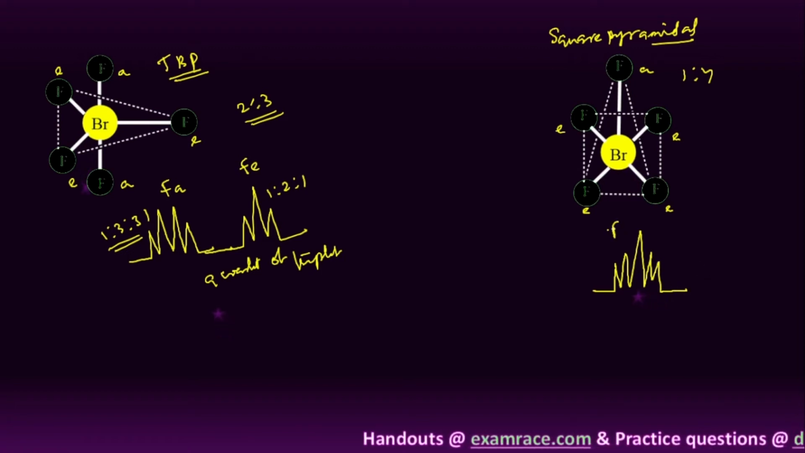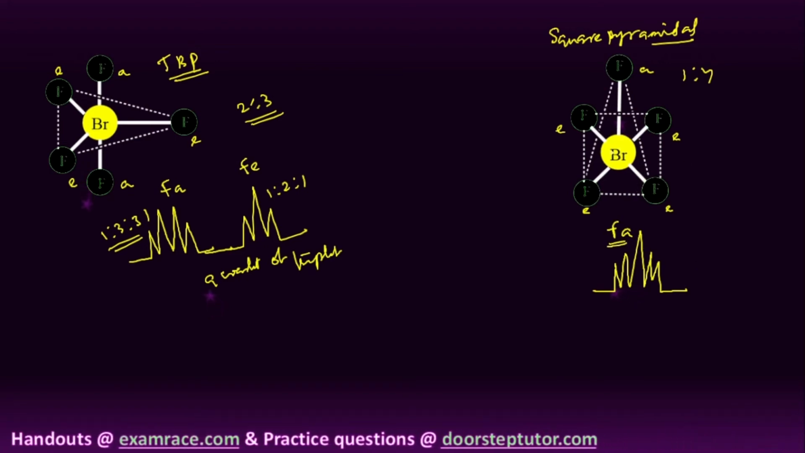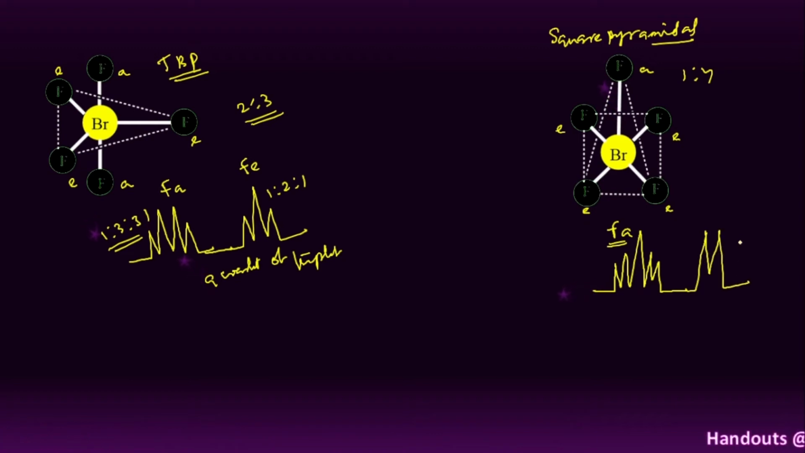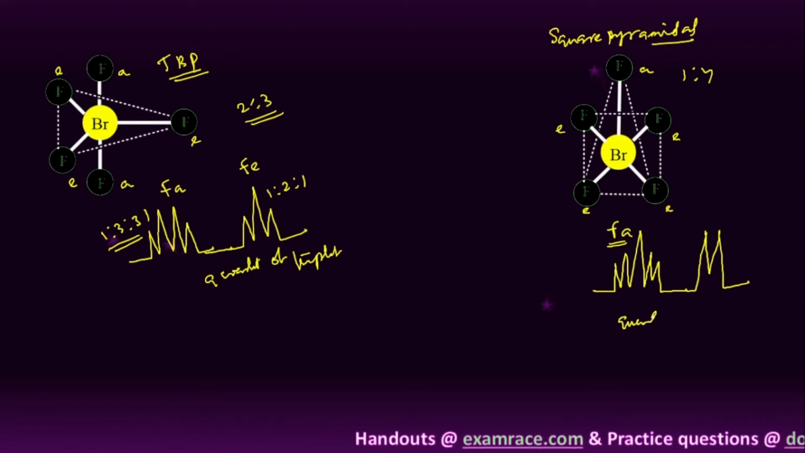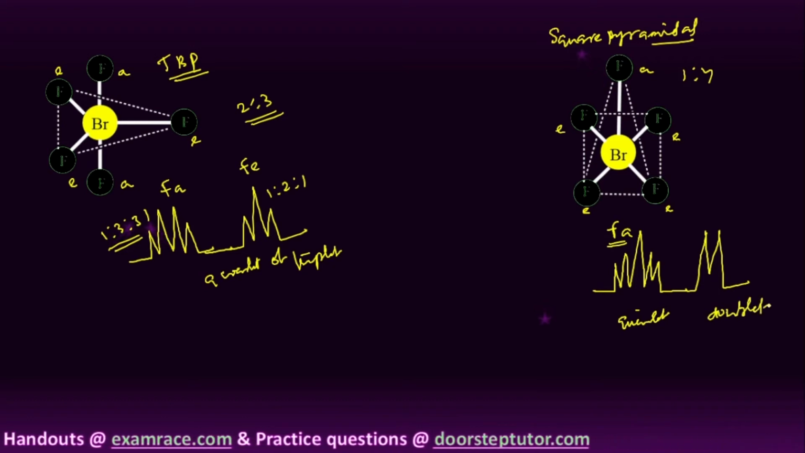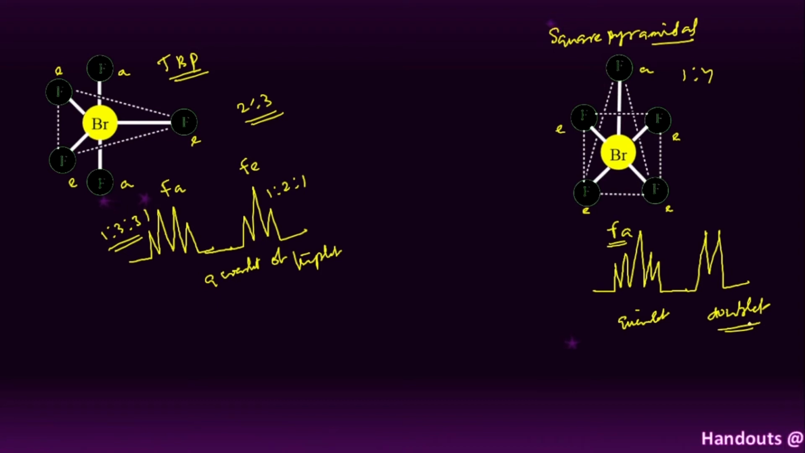This belongs to the axial fluorine atom, and the four equatorial fluorine atoms are coupled with the axial fluorine atom. Therefore it gives a doublet in the NMR spectroscopy with a 1:1 intensity ratio. Clear? So this is a quintet, and this is a doublet. So this is about square pyramidal and trigonal bipyramidal, the possible geometries of BrF5 molecules.